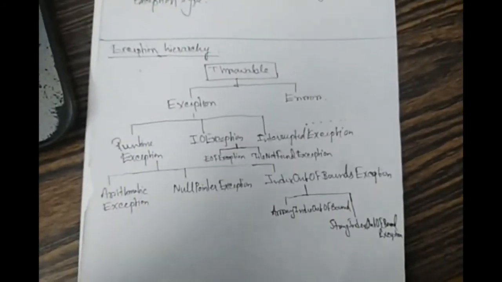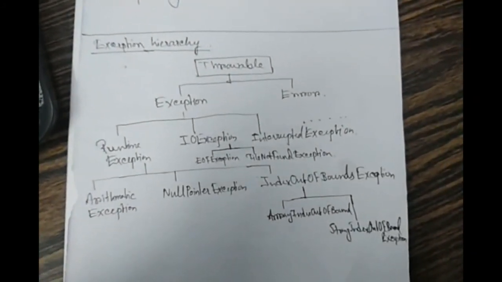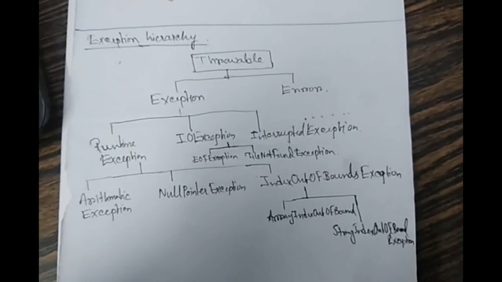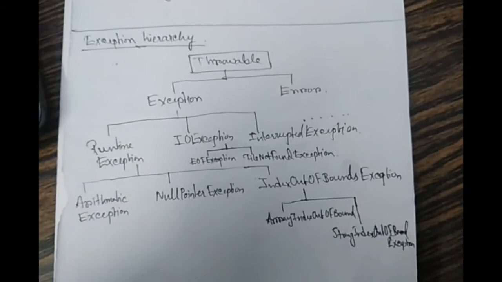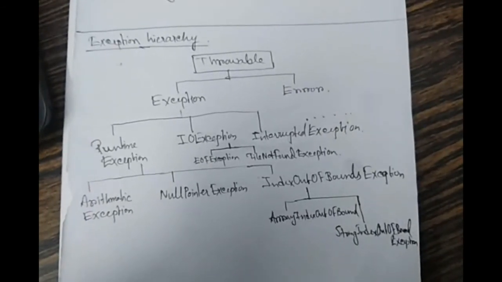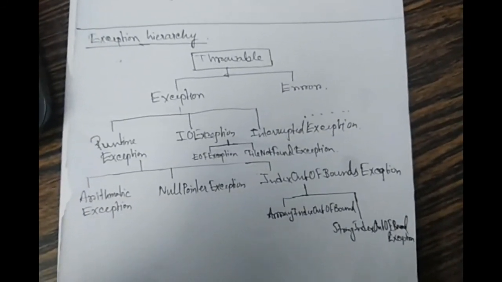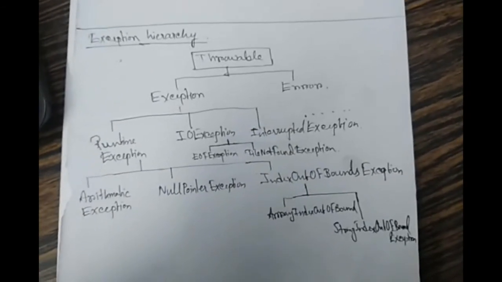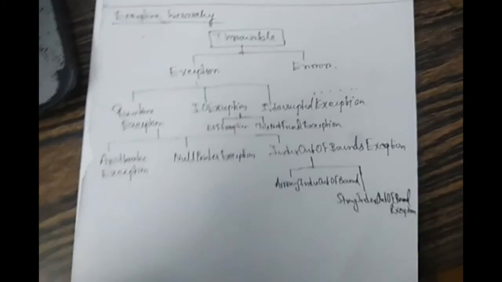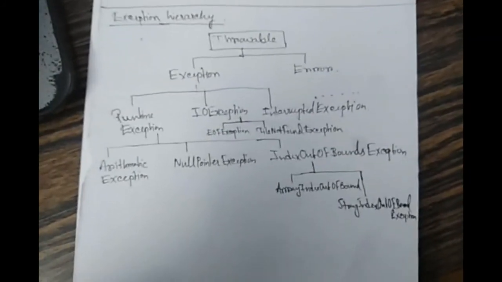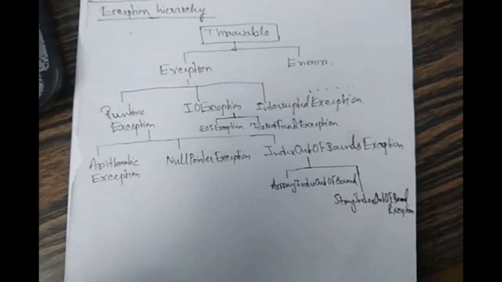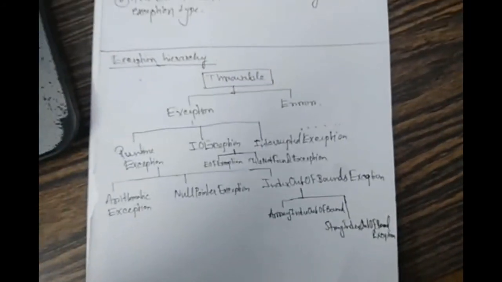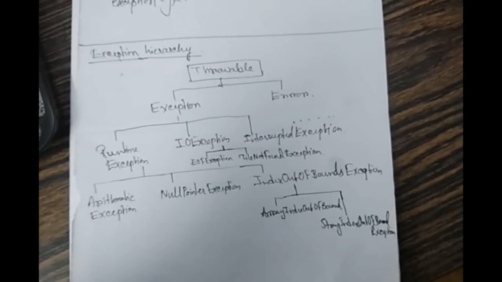So this is a partially completed exception hierarchy. You must know that throwable is the root class for all the exceptions, and exception class can be divided into a number of subclasses or child classes, and each child class can have many subclasses. So this is the partial hierarchy of exception.